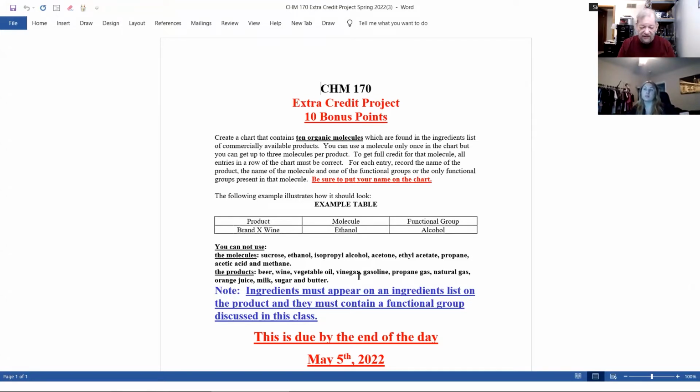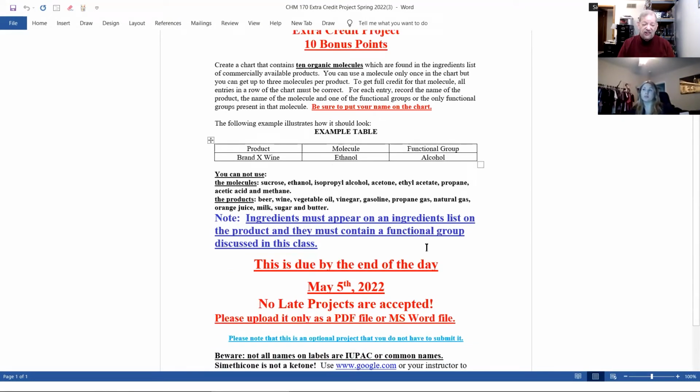Now, important, the ingredients must appear on an ingredients list on the product, and they must contain a functional group discussed in this class. There are other functional groups that I did not discuss that are in daily products, but those are out of bounds. Why? Because that time when I didn't do that, people would pick a functional group they didn't know, and guess what? They always got it wrong. So this protects you too.